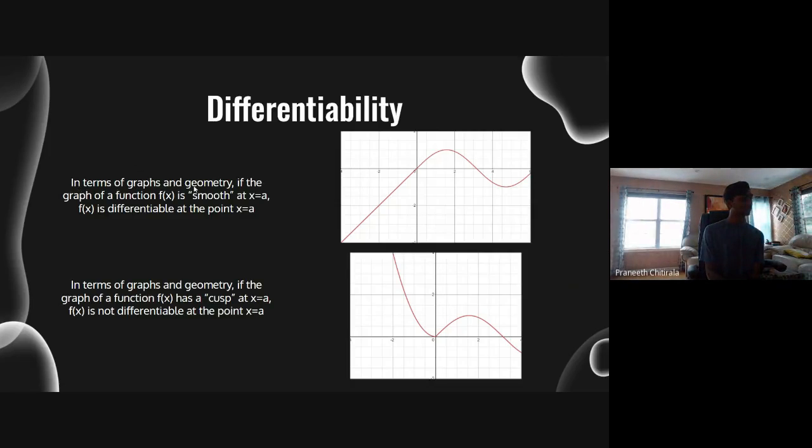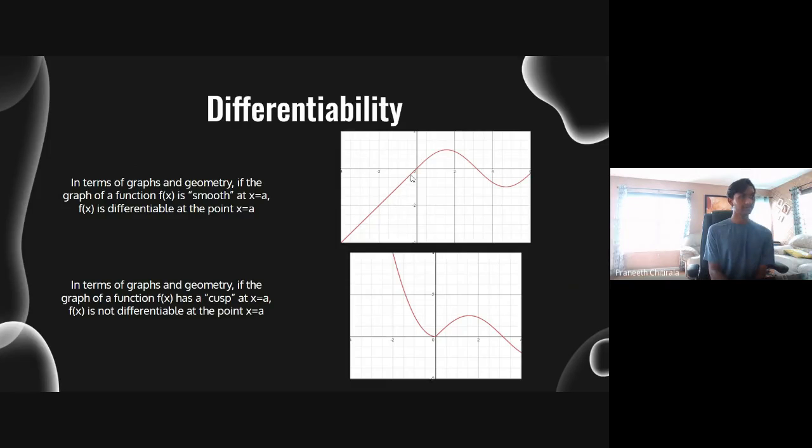So in terms of graphs and geometry, if the graph of a function f of x is smooth at x equals a, then f of x is differentiable at the point x equals a. Smooth is a relative term, but if you look at the function here, there are no disruptions in the change in f of x. There's a smooth transition between all the values in x and all the values in y. So this is what we call smooth.